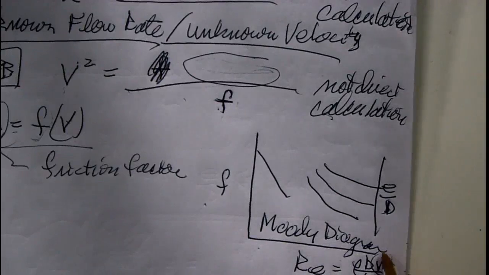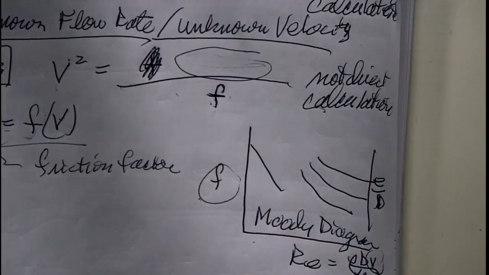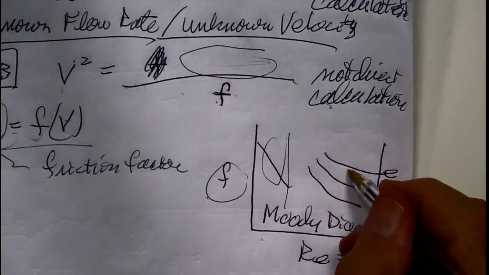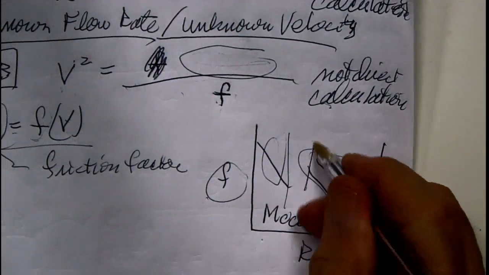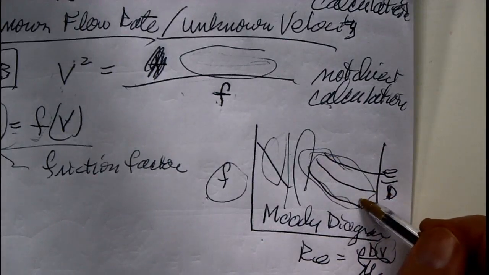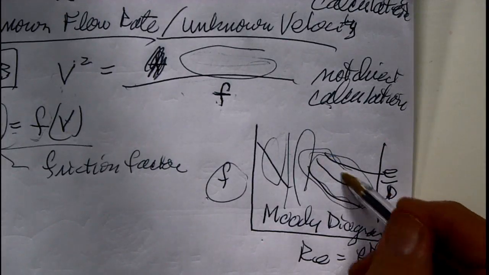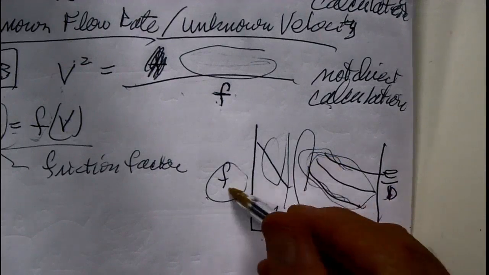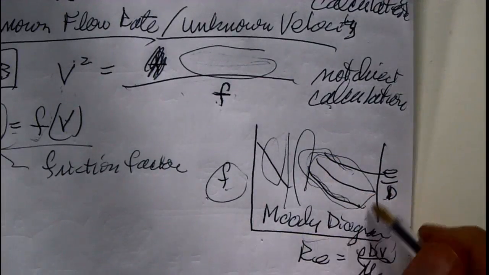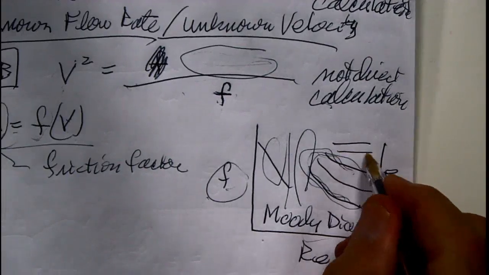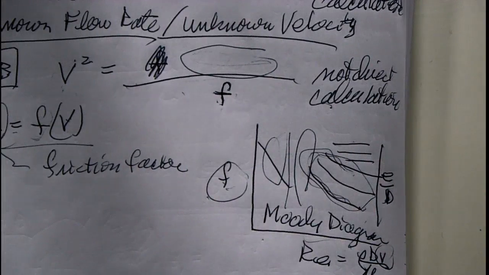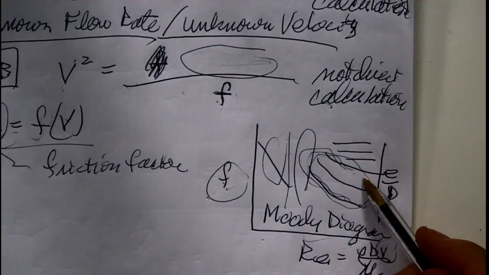There's velocity. There's friction factor. So up here we have the laminar regime, we have the transition regime, we have the region where friction factor is both a function of E over D and Reynolds number. And up here we have friction factor that's basically independent of Reynolds number. That's very nice for our calculations.